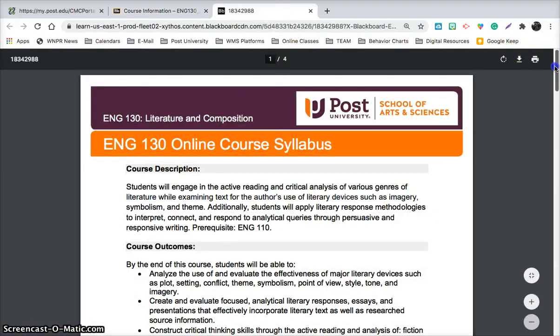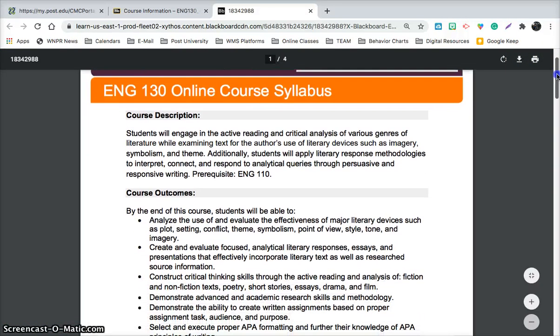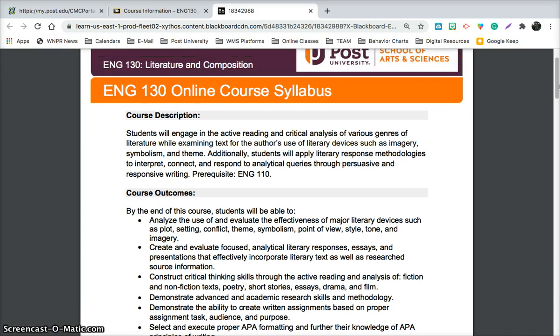So for this course description, students will engage in active reading and critical analysis of various genres of literature, as well as apply their understanding of the literature to literary responses in order to interpret, connect, and respond to analytical queries through persuasive and responsive writing. A prerequisite for this course is English 110.